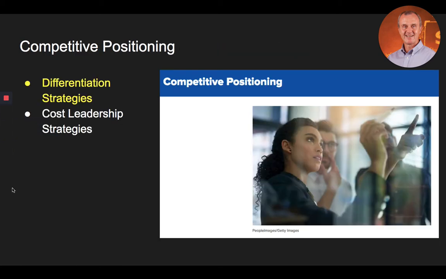Now let's address competitive positioning. There are two main ways that firms can develop a competitive advantage through competitive positioning, or the basis on which it competes. First, there are differentiation strategies. There are a number of ways that firms might go about building a differentiation strategy in order to get buyers to pay a price premium for their products to enhance the value a firm might capture.